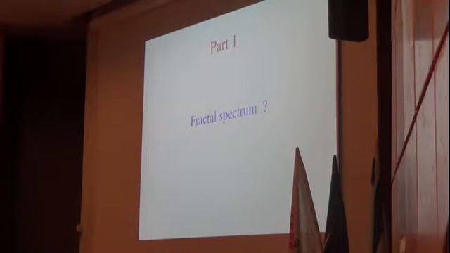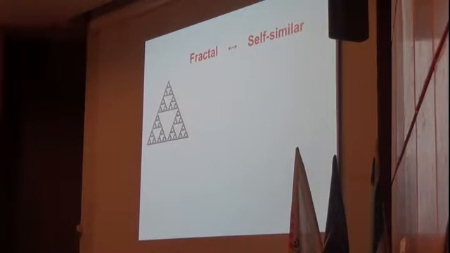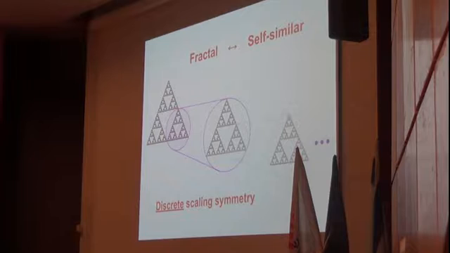Now our pictures. What is a fractal spectrum? What is a fractal first? This is a canonical fractal, called the Sierpinski gasket. A fractal is a structure that is self-similar. Self-similar means that if you enlarge it cleverly, you get the same. And this is what is called a discrete scale symmetry, as opposed to continuous scale symmetry.